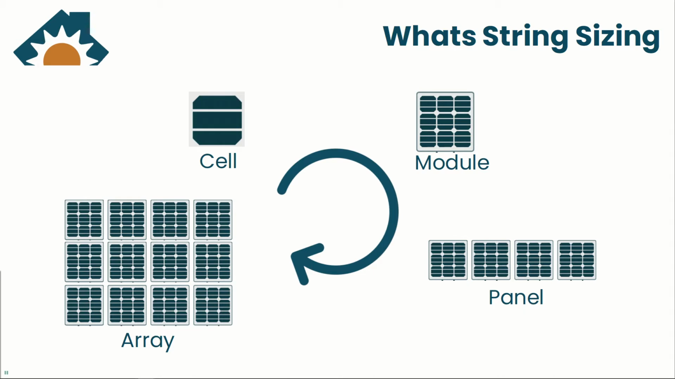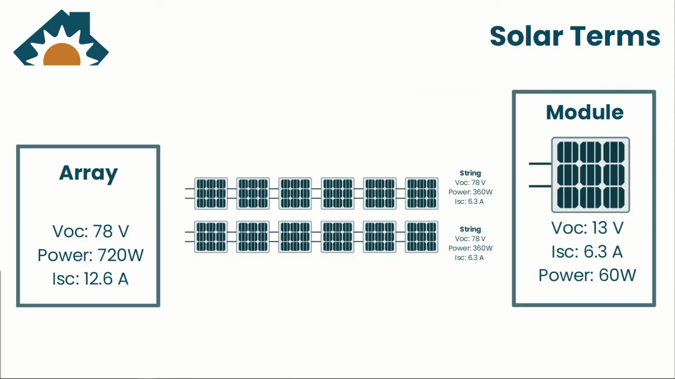This is the final result, an array. An array is a total PV system, and it can be 2 modules, and it can be thousands of modules. Let's talk about modules in series and strings. Strings can also be called modules in parallel. This is the fundamental of string sizing.